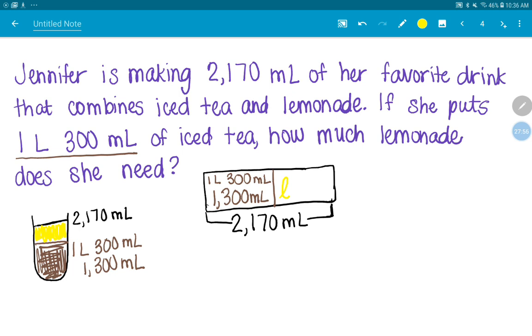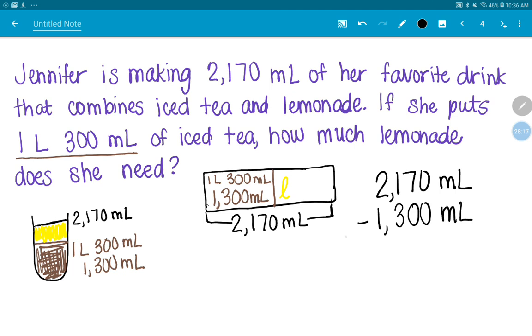So what did you do? I'm going to switch back to black. I know that yellow is kind of hard to see. What did you do to solve, Ansley? I did 2,170 minus 1,300. 2,170 milliliters, which was my total, minus the part that we knew, 1,300 milliliters. I did that because if I subtract those, it'll give me the part. Yeah, if you subtract those, it'll give you your missing part.